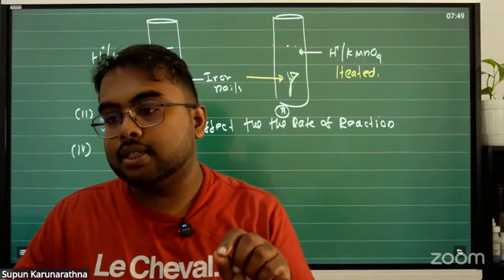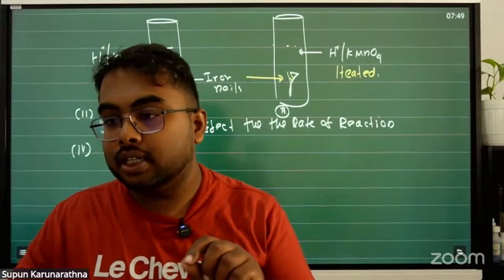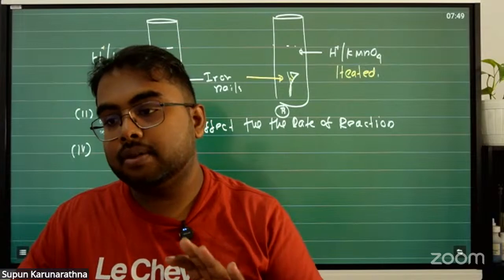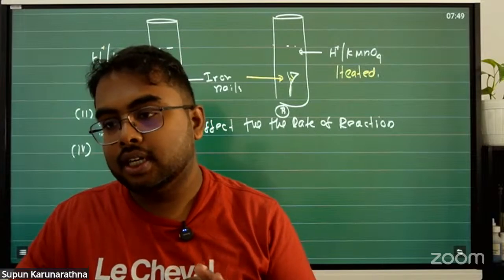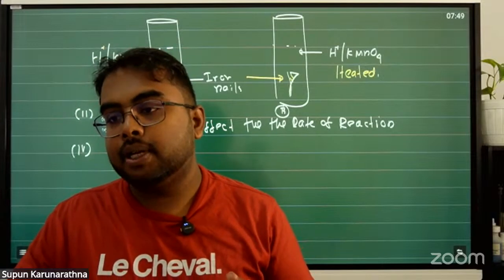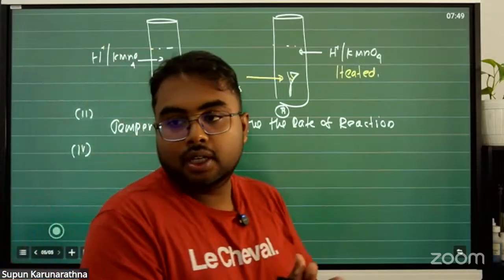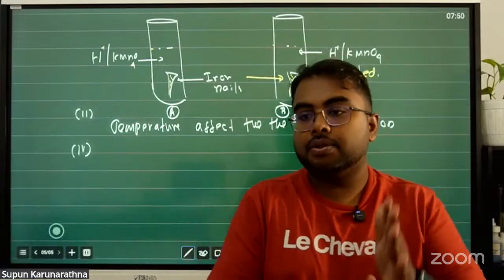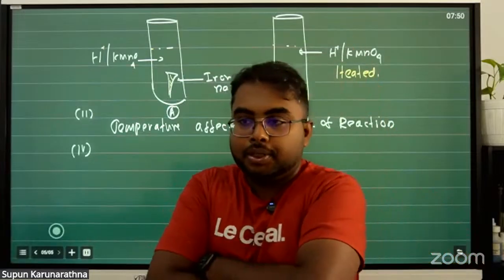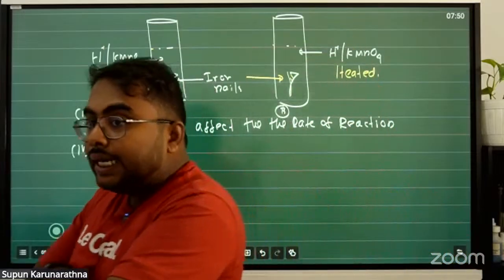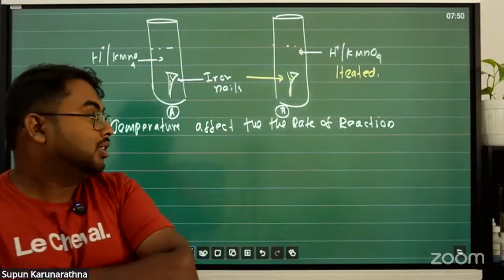Purple color potassium permanganate disappears faster in a hot solution compared to the solution at room temperature. Yes, your answer is correct. Leon is correct, right? It's correct. You answered right.